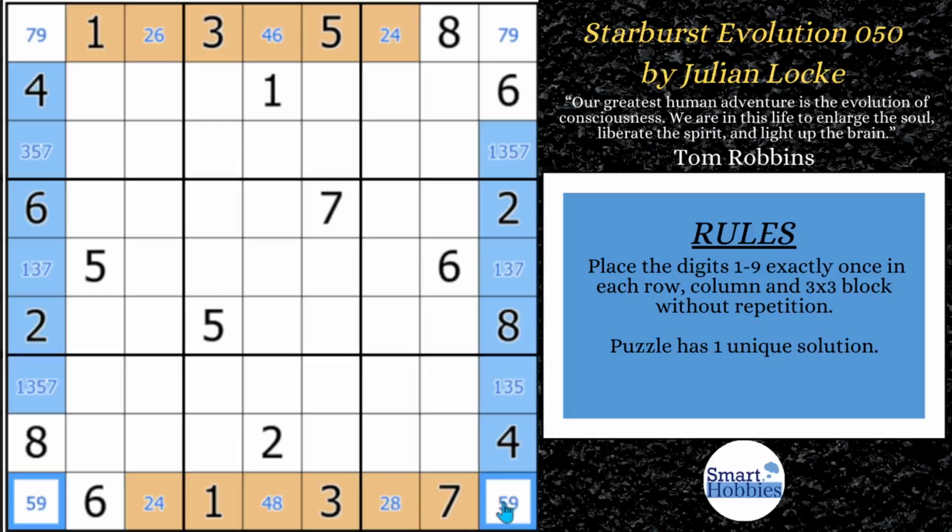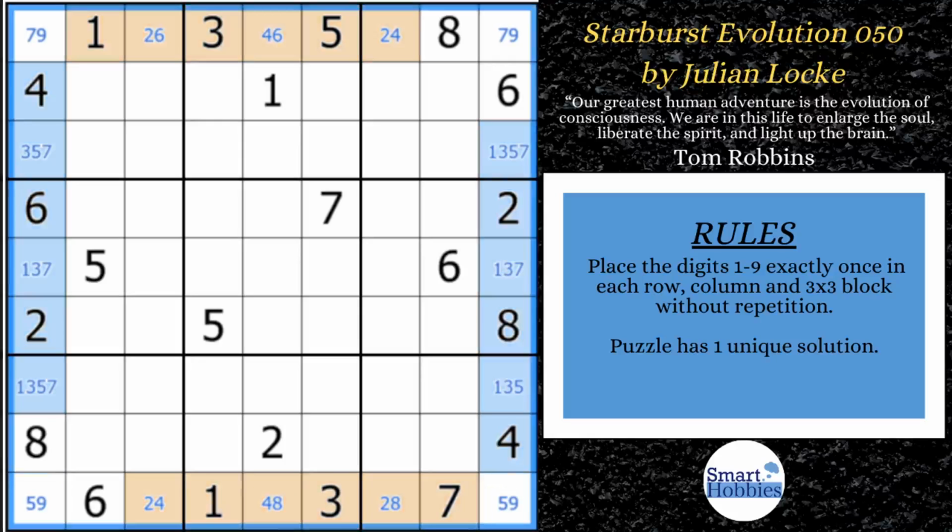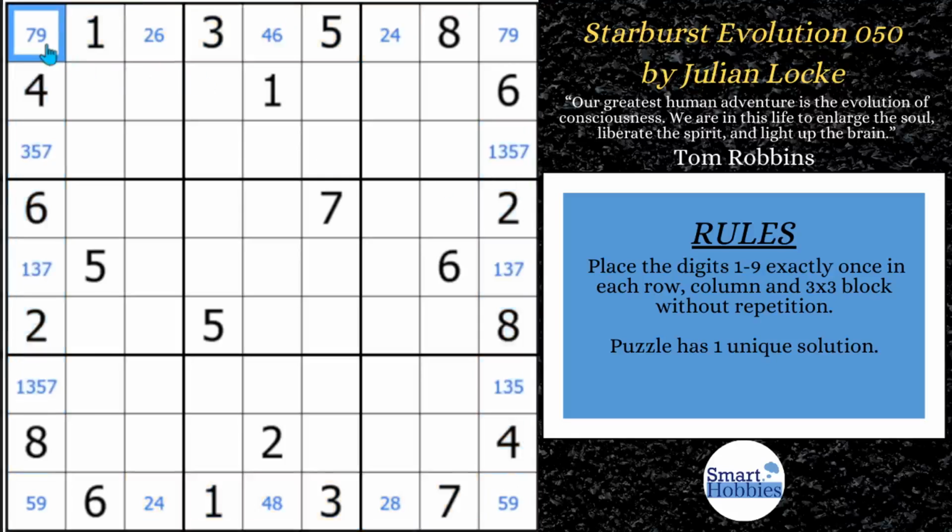So I want to show you something here very important, because you're probably like, hey, Timberlake, I started this puzzle in a different way. And that's okay. So let's get rid of these colors. You could go here and you could have started and said, okay, I got a 7 and 9 right here.